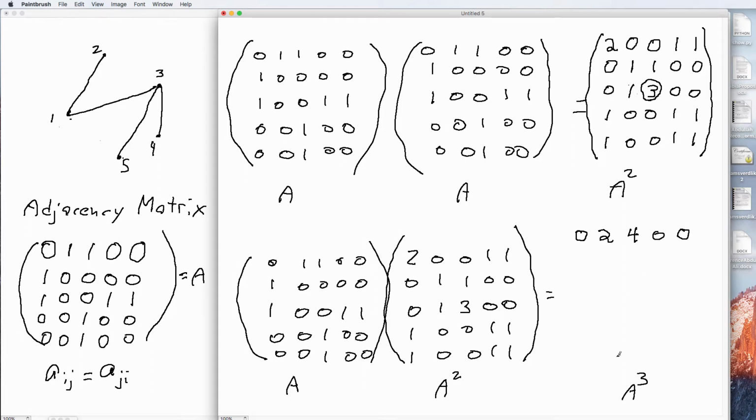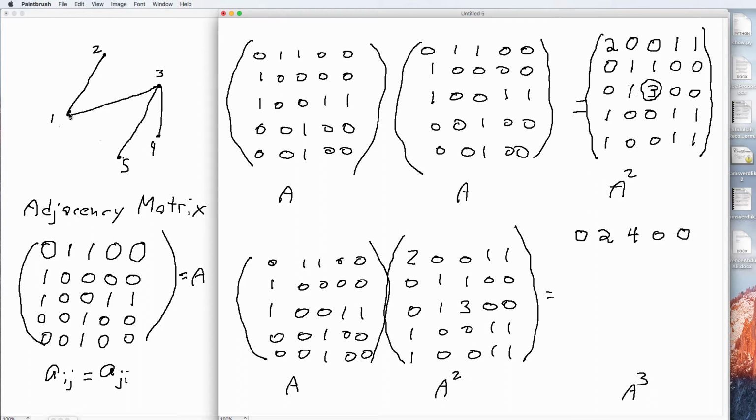Before we do the rest of this, let's think about what this is telling me. It's telling me that if I start at vertex 1, there are 2 ways that I can get to vertex 2 in 3 hops. Well, if I start here, I can go 1, 2, 3. That's one way to do it. Or if I start here, I can go 1, 2, 3. That will do it as well. It's telling me that there are 4 ways to go from vertex 1 to vertex 3 in 3 hops. 4 ways. Let's see if we can figure this out.